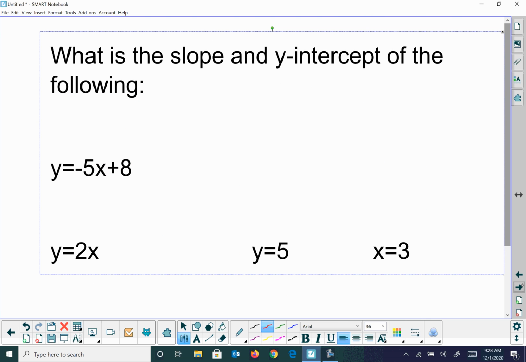All right, what is the slope of the y-intercept of the following? Remember, slope is attached to the x. So my slope of this first one is negative 5. My y-intercept is going to be 0, 8. And again, I want you to write it as a point, please.